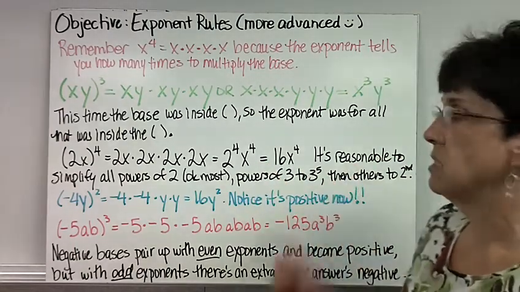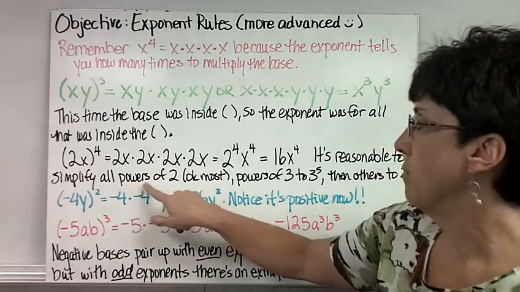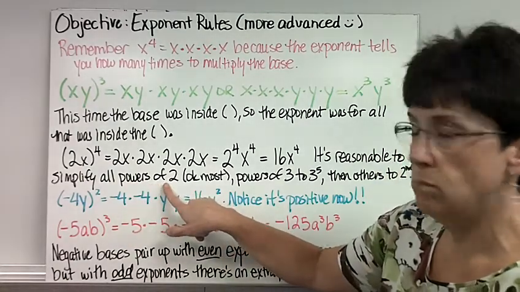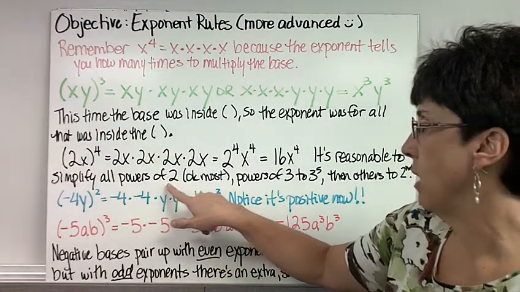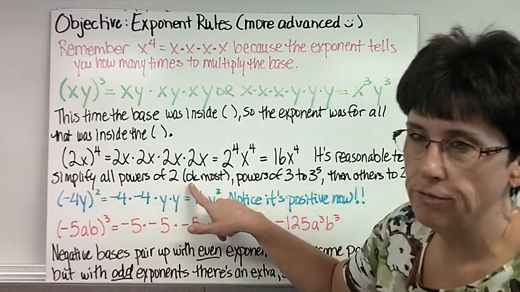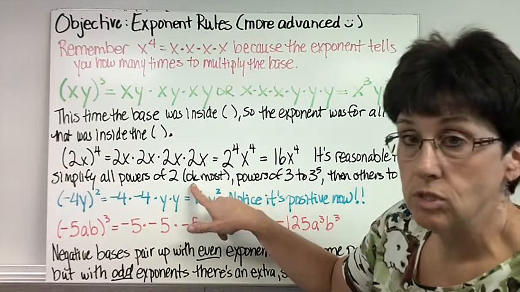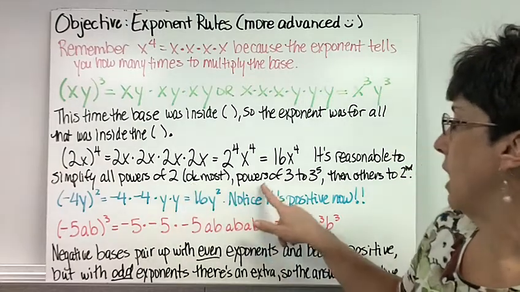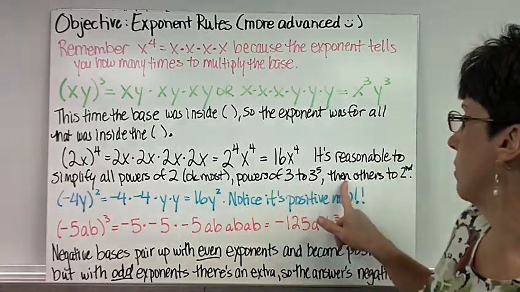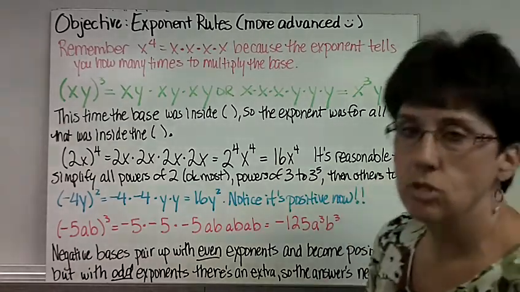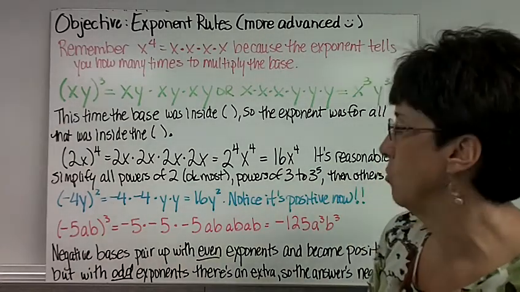And I feel that it's reasonable to expect you to multiply or simplify all powers of 2. Okay, not all. If it's 2 to the 50th, you don't have to do that. But you could do up to 2 to the 7th pretty easily, and powers of 3 up to 3 to the 5th. And then others squared, sometimes to the 3rd, as long as the base isn't too big.